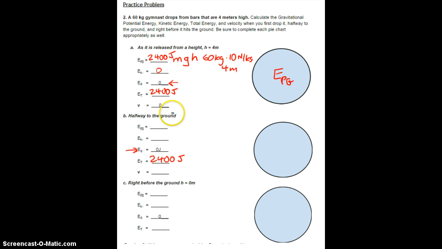If we're halfway to the ground, we would only have half as much gravitational potential energy as we had before. So half of 2,400 is going to be 1,200 joules. When we add up the three forms of energy, our gravitational potential, our kinetic, and our dissipated, they need to add up to our total energy. We see that there's no dissipated energy, so we have 1,200 joules of kinetic energy. So remember, our total energy is equal to all of the energy in our system.